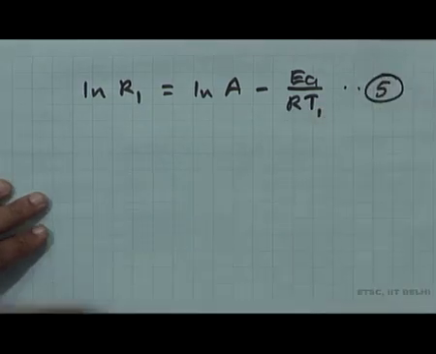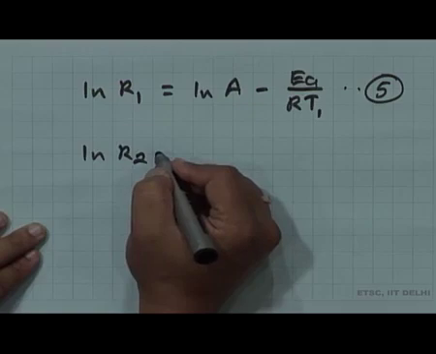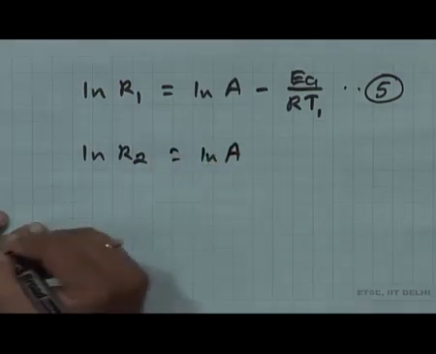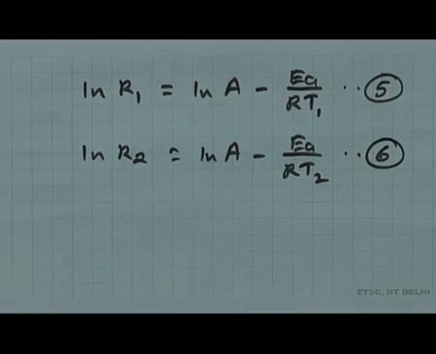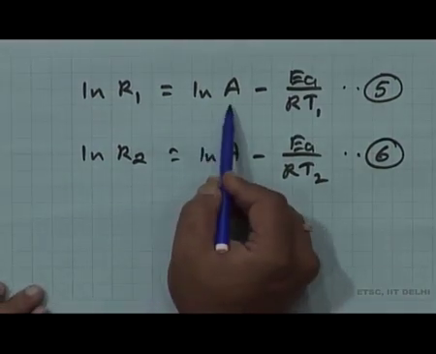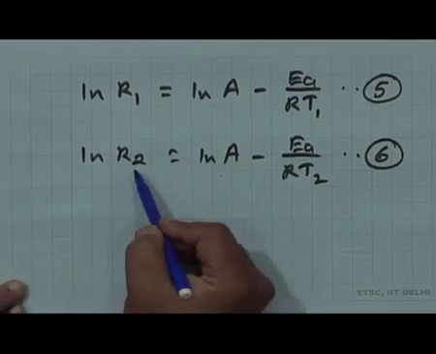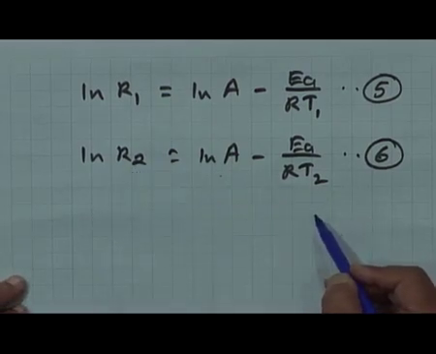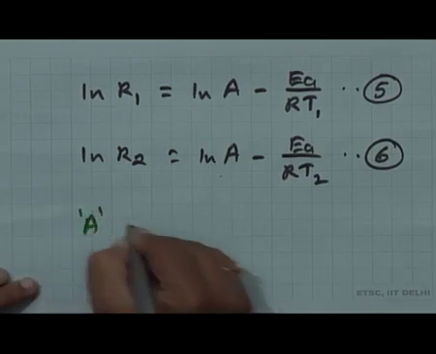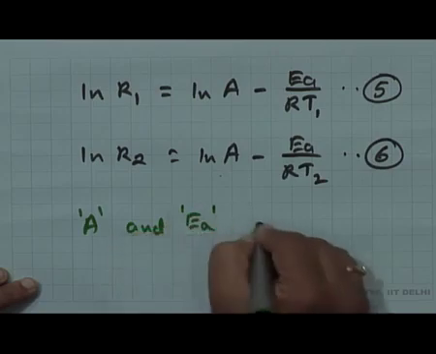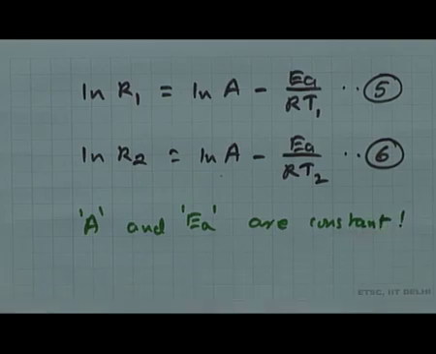Let this be 5. Next, natural log of K 2, which is the rate constant at temperature T 2, is equal to ln A minus E A over R T 2. This is 6. Again, please see that both ln A and E A have been kept the same. We have not changed that. Two things are changing. One is the rate constant, and obviously the other one is the temperature, right. So, again, the same assumptions, remember, A and E A are constant. Okay. So, this is an assumption.